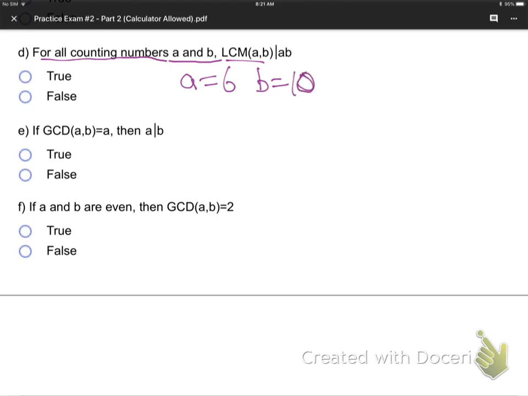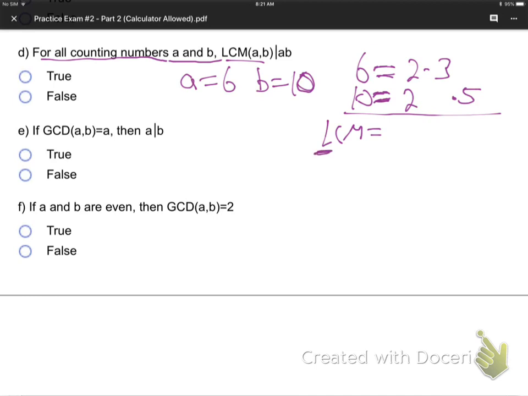So I'm going to break down the 6: 2 times 3. Break down the 10: 2, and I'm going to write the 5 over here. Remember, every prime gets its own column. So what would be the LCM? It says least, but you take the most number of 2's, which is just a single 2, the most number of 3's, which is a single 3, and the most number of 5's, which is a single 5. That's 30. 30 is the number that 6 and 10 go into. That makes sense. That's the lowest number 6 and 10 go into.